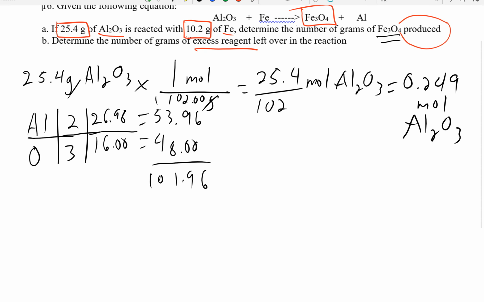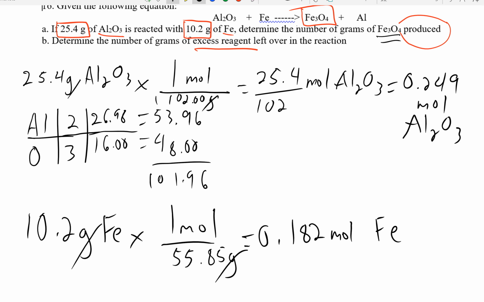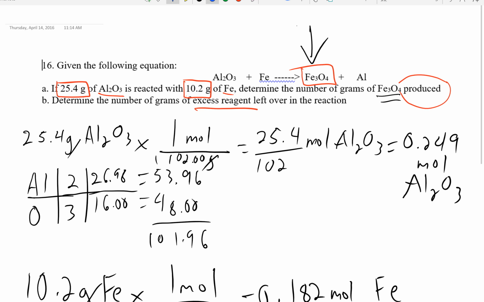Let's do the same thing with iron. We have 10.2 grams of Fe times, for every 1 mole of Fe, 1 mole is equivalent to 55.85 grams. And so when we do that math, 10.2 divided by 55.85, we get 0.182 moles of Fe. So now that we have the moles that we can start with, this process is a lot easier. So let's go back and revisit our original equation.